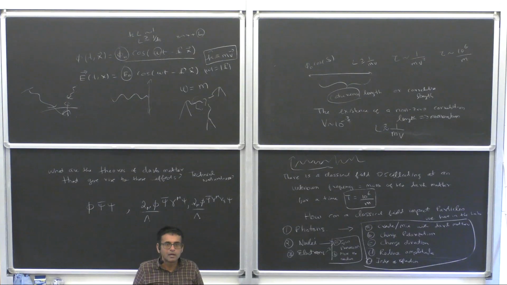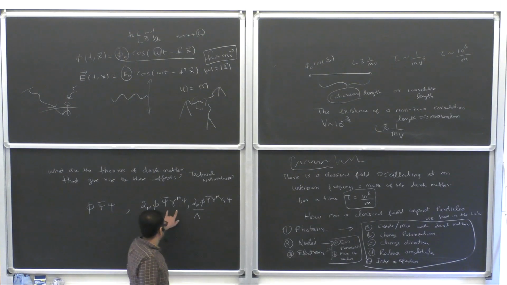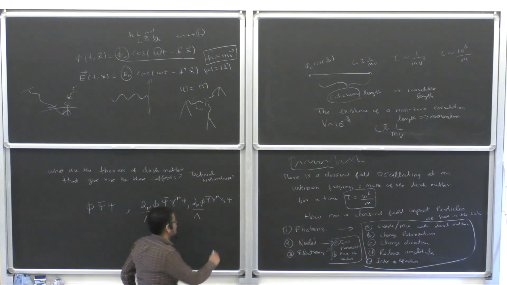Yeah. The second last character is what? Gamma subscript. This one? Second last character. This one, gamma 5. Gamma 5. Yeah.